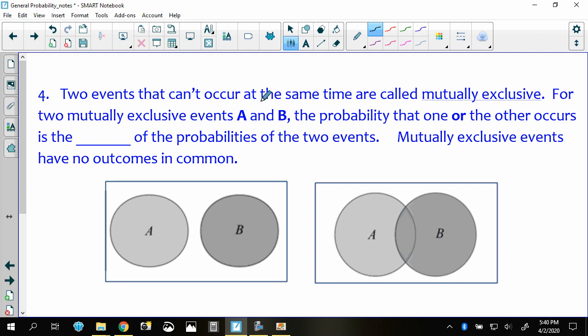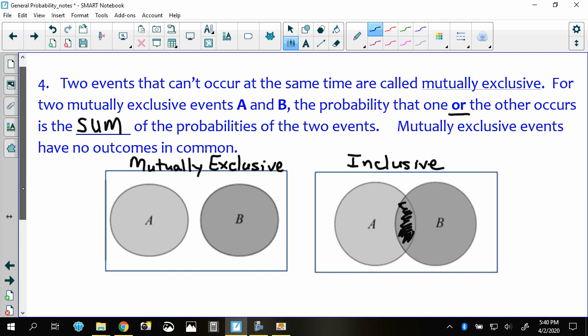Okay, two events that can't occur at the same time are called mutually exclusive. For two mutually exclusive events, A and B, the probability that one or the other occurs is the sum of the two probabilities of the two events. Mutually exclusive events have no outcomes in common. So if you look at this Venn diagram, this is mutually exclusive. Whereas here, you can see this area right here in the middle, they overlap, so they have some results in common. So this is called inclusive. So they are not mutually exclusive.